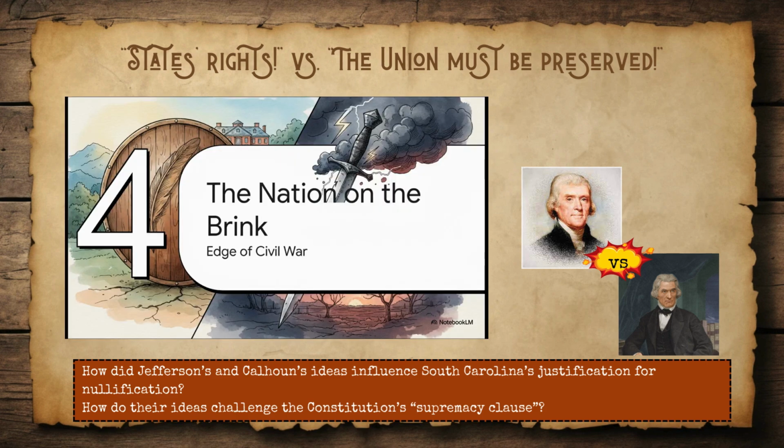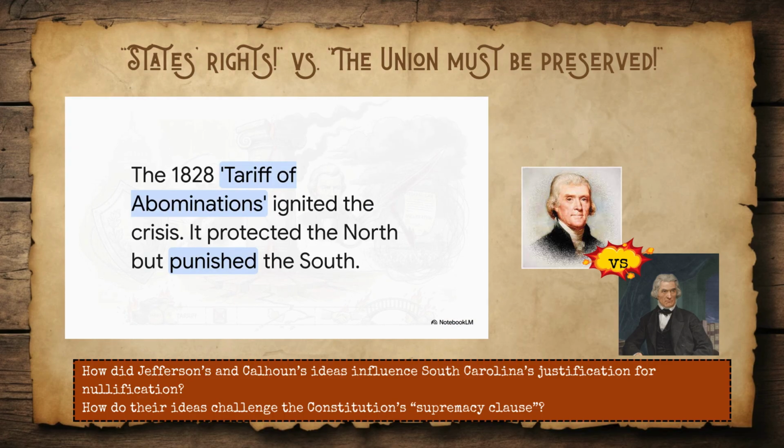And this radical idea didn't just stay in books and speeches for long. In the early 1830s, Calhoun's sword was actually drawn, and it pushed the United States to the very, very edge of a civil war. So what was the spark that lit this whole powder keg? Well, it was a federal tax, a tariff, passed back in 1828.